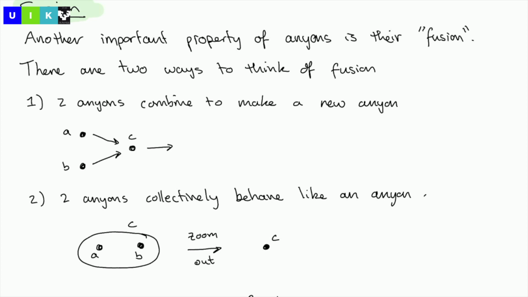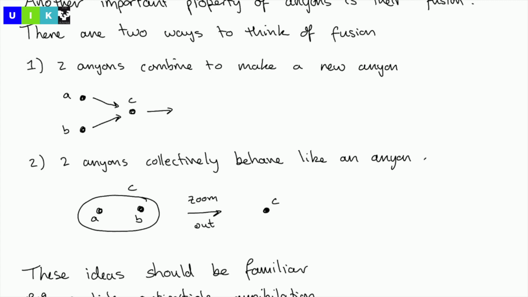So there are two ways to think about the fusion of anions. The first is that we just take two anions and we put them together, and they make a new particle. So we take A and B, we put them together, and we now have a new particle C. That's one way to think of it. Another way is that we have particles A and B in some region, and we zoom out, and we think of that whole region containing them as its own entity, which has its own behavior and actually behaves like an anion, a collective anion C.